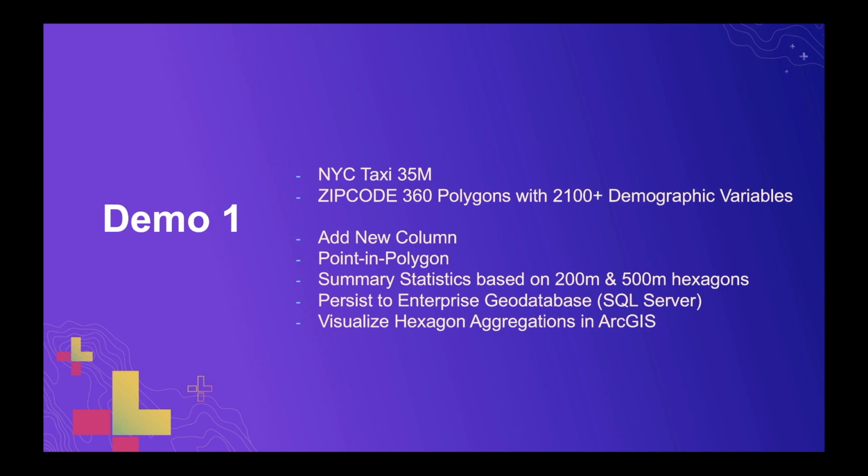So it's demo time. In this first demo, I have 35 million New York taxi records and 360 zip code boundaries with more than 2,000 demographic variables, such as total population and median household income. We will calculate and add a new value onto the taxi dataset, enrich taxi records with demographic attributes from zip code boundaries, hence point polygon, create 200 meter and 500 meter hexagons, generate simple statistics based on those 200 meter and 500 meter hexagons, and persist this information to the enterprise geodatabase. In this case, we're going to use SQL Server. Then we will visualize what we have done in ArcGIS Pro.